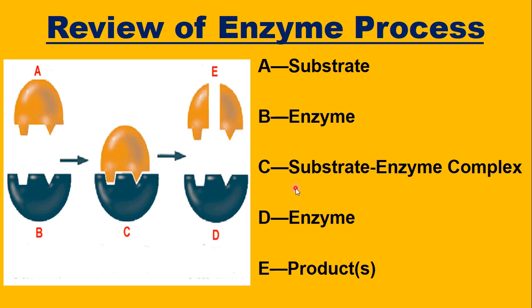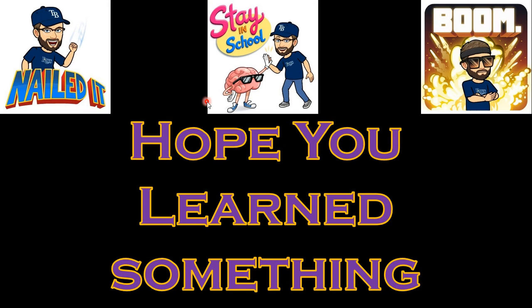Once the reaction's done, D is still the enzyme. Remember, the enzyme doesn't change. It's a catalyst. And E are the product or products. In this case, we were breaking down a substrate into products. It could have been multiple substrates combining. Either way, E is the products. So this is the enzyme information, the process, how enzymes work. There's a lot more out there about enzymes. I just covered some basic information. If you really want to dive further, I suggest you check over at the Google or go read a book.